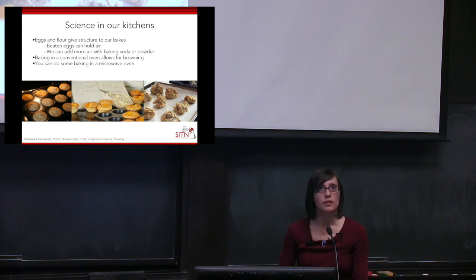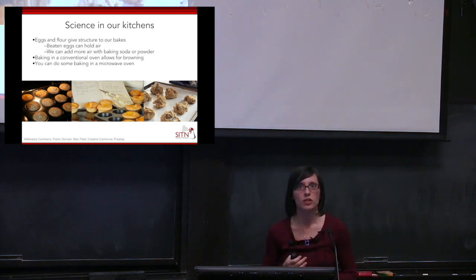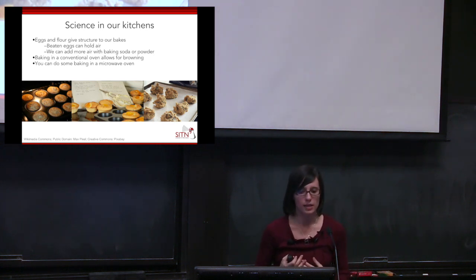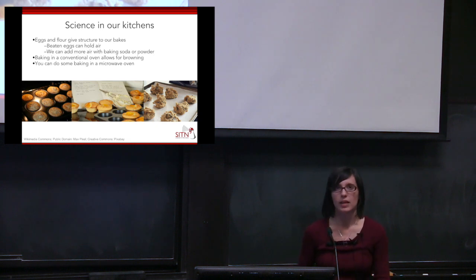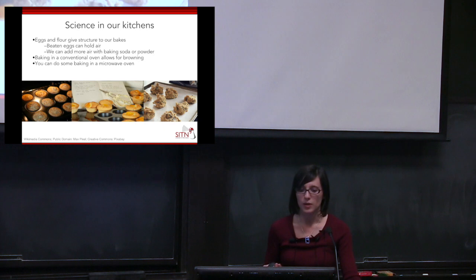So in this half of the talk, we've talked about, again at the beginning, how eggs and now how flour and starch can give structure to our bakes, as well as the differences between using beaten eggs and baking soda and powder, and also what happens to these cakes when they're baked in the oven, how Maillard reactions lead to nice browning of these cakes, as well as why that doesn't happen in a microwave, but we can still use microwaves to bake cakes like mug cakes.